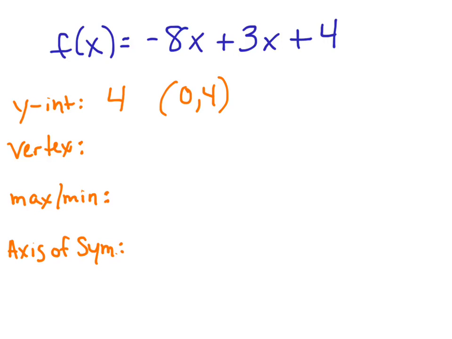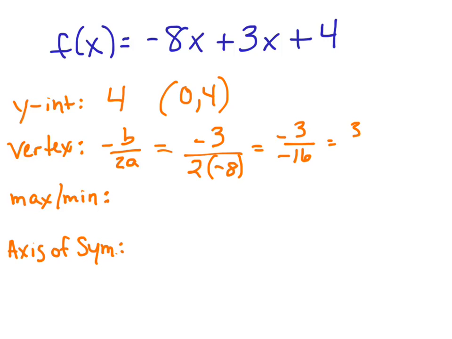Alright, the vertex, you have the formula negative b over 2a, and this is nice for standard form. So in this equation, my b is a 3, so I have negative 3 over 2 times a, which is negative 8. And that's negative 3 over negative 16, or 3/16. Alright, so this gives me the x-coordinate for the vertex, and then to get the y-coordinate, I would just need to substitute this back into the equation.